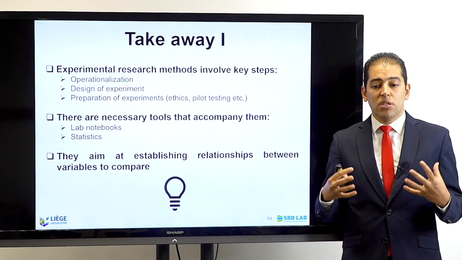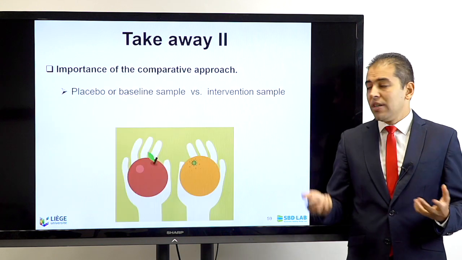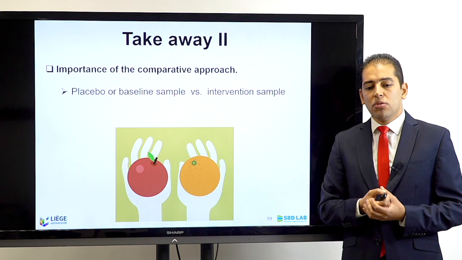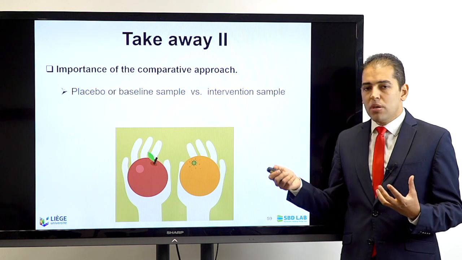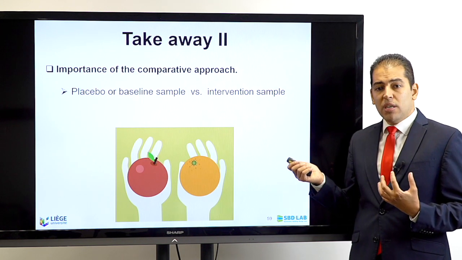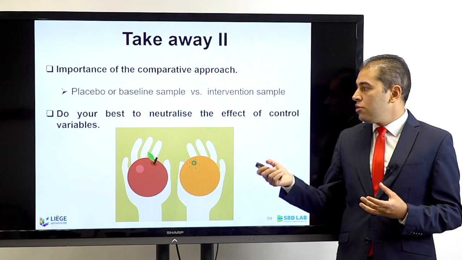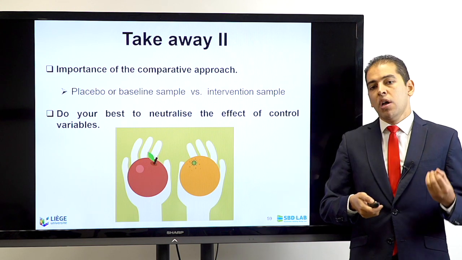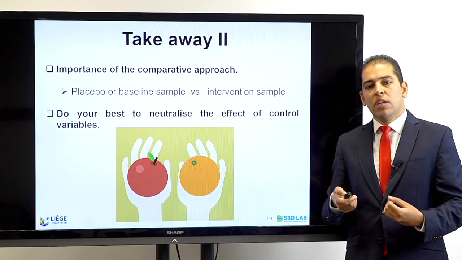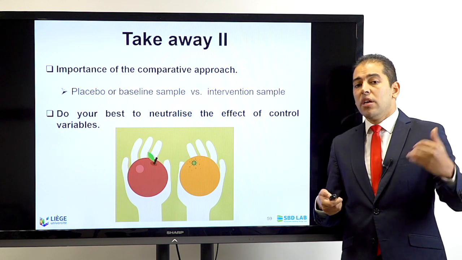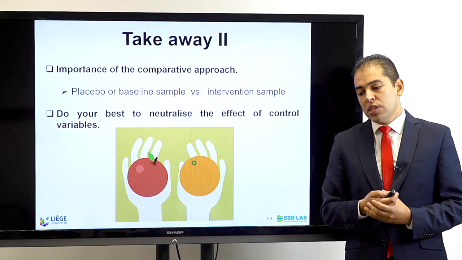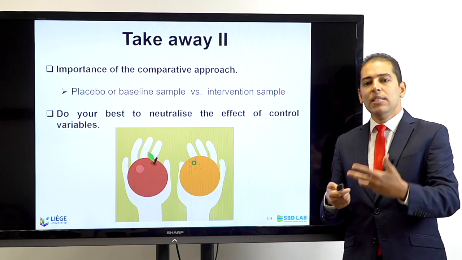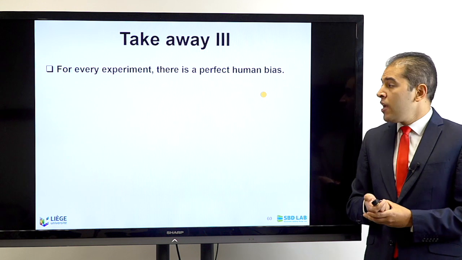So experimental research in this sense is very comparative, and this brings me to the next point: the high importance of the comparative approach. Placebo or baseline samples versus intervention samples is a very important and very common approach. Do your best to neutralize the effect of control variables so that you are sure that what you are testing or measuring is true, and that there are no external or extraneous factors that negatively influence your results and can be misleading when you are drawing your conclusion.